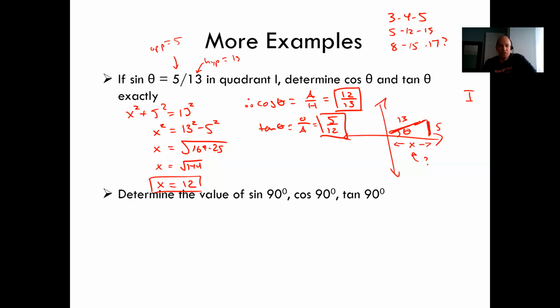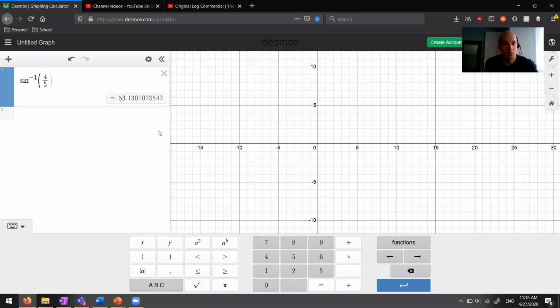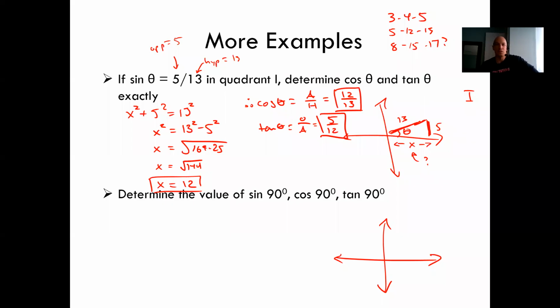Okay, here's another one. Determine the value of sine 90, cos 90, and tan 90. I really like this because it actually forces you to think. If you go to a calculator and try and type this in, in fact, we can give that a shot right now. What is sine of 90 degrees? So we say sine of 90, and it says 1. And cos of 90, and it says 0. And tan of 90, and it says undefined. But that's not very fun using a calculator. Let's actually think about this.